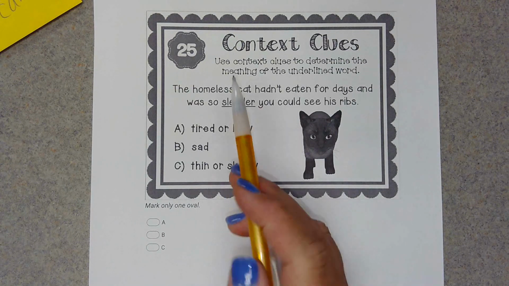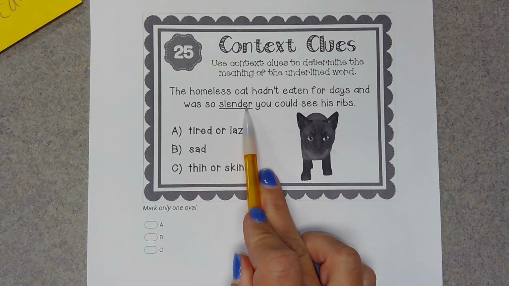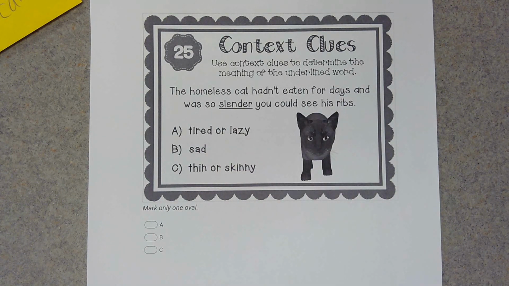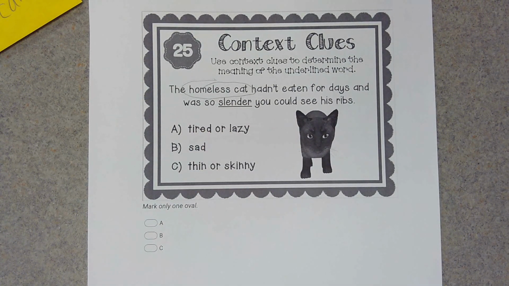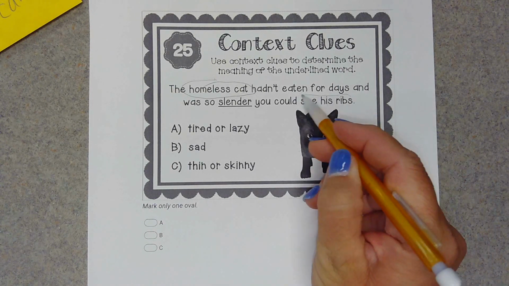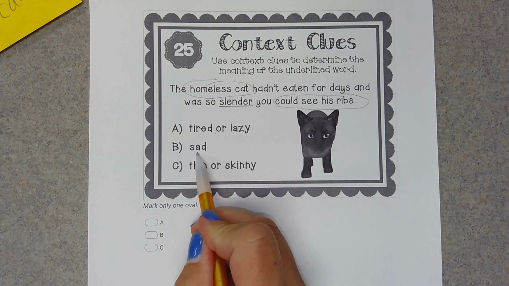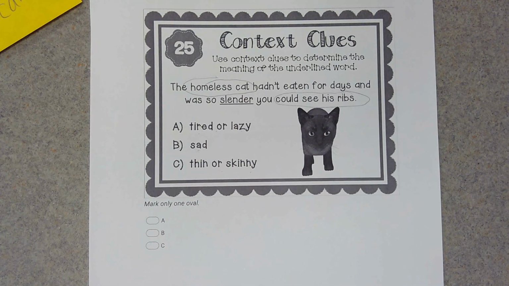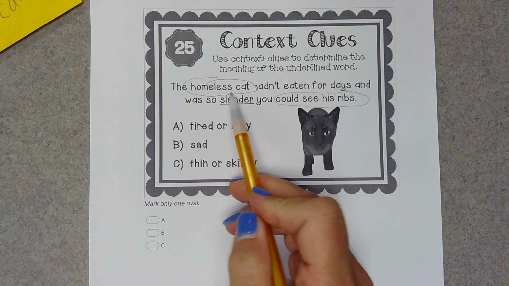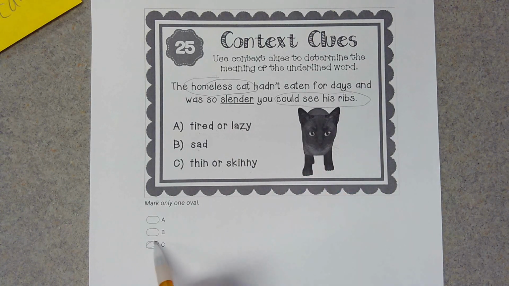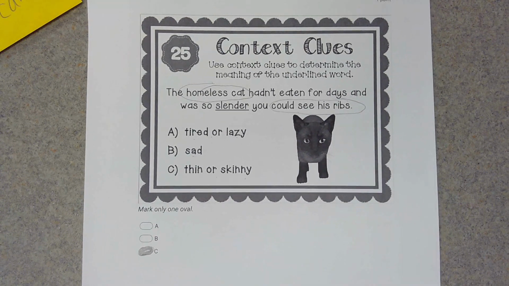Let's read the sentence. The homeless cat hadn't eaten for days and was so slender you could see his ribs. I'm seeing the word homeless cat. That seems like a clue. And if you could see his ribs, is he tired or lazy, sad or thin or skinny? I'm thinking thin or skinny. If he's homeless, he probably doesn't have very much food. And if you could see his ribs. So I'm going to fill in the circle by C because I think it means thin or skinny.